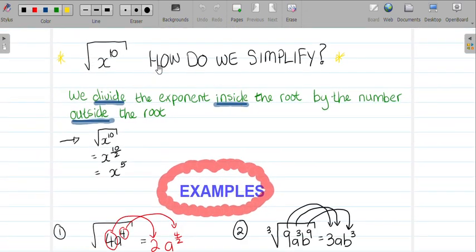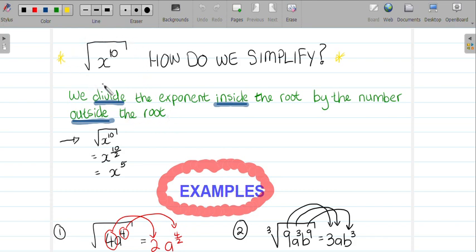So, Mr. Hing, how do we simplify something like this? When we get this in a test, it's worth 2 marks, and you're like, how do I do this? So, let's get started and let's follow along. Let's read this important rule that I made. Okay, we divide the exponent inside the root by the number outside the root.